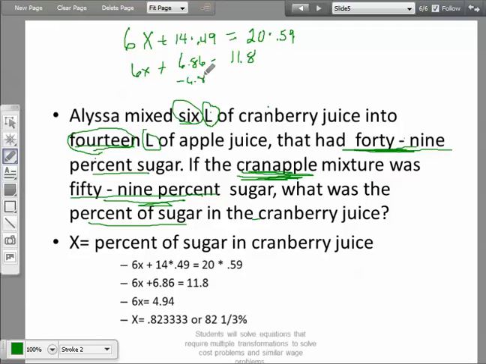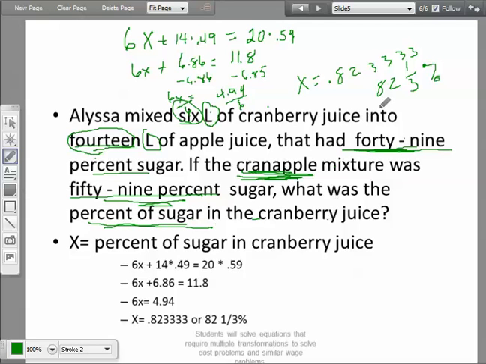Subtracting the 6.86 from both sides, and I will get that 6x is equal to 4.94. Multiply times 1/6 or divide by 6, and I wind up with x is equal to 0.8233333, or 82 1/3% sugar. That's what the question was asking. What was the percent sugar of the cranberry juice? That's what the answer is, 82 1/3%.